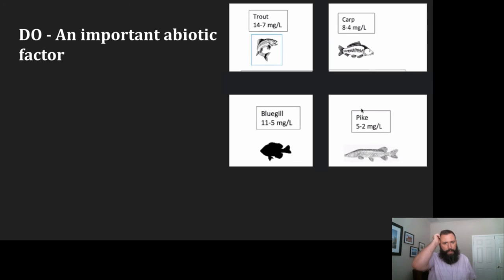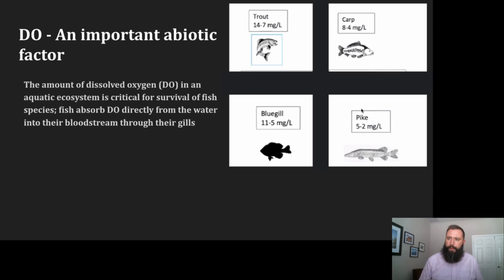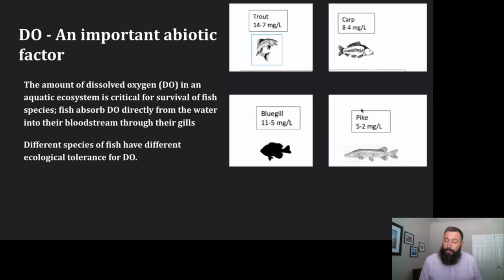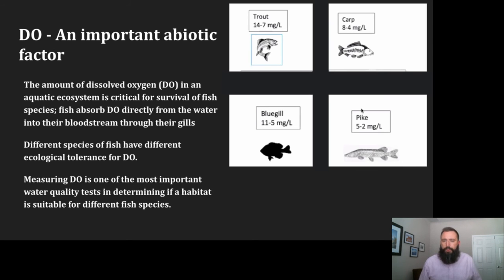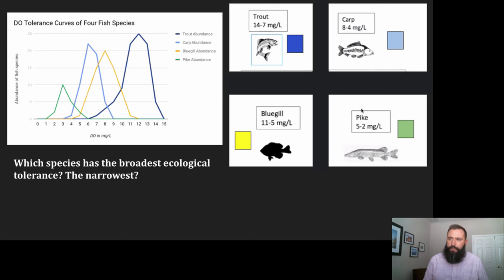So let's talk a little bit about dissolved oxygen. This is an important abiotic factor within aquatic ecosystems. Fish are going to absorb dissolved oxygen directly into their gills. And different species of fish, based off of their traits, their genes, have different ecological tolerances for dissolved oxygen. So measuring dissolved oxygen is a really important water quality test in determining if a habitat is suitable for different fish species. So let's take a look at what these ecological tolerances would look like for these 4 different species of fish. Take a look, right?